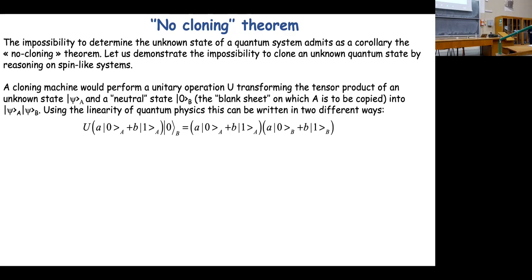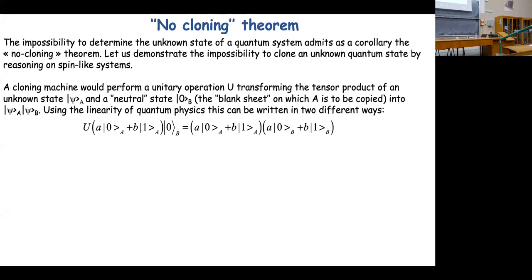And you can find very easily why cloning is impossible. What would a clone machine do? It would be a unitary transformation, which would start. What is a fax machine? You have a sheet of paper and you want to copy it. So you take a blank sheet of paper, you put the text that you want to copy on the machine, and it's reproduced on the blank sheet.